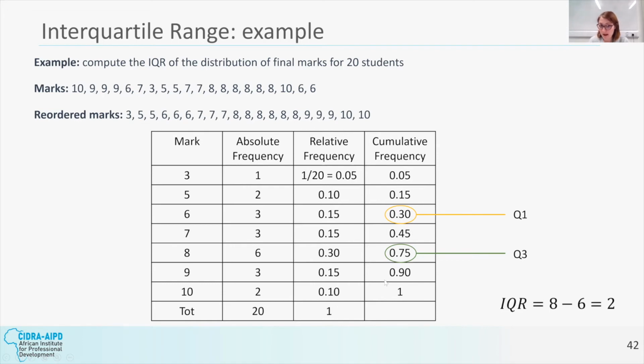Then we go ahead and we compute the third quartile. This means that the quarter of the distribution above the third quartile will be the one with the highest values. So what do we do? We take the value corresponding to the third quartile, which is 8, and we subtract from 8 the value of the first quartile, which is 6. So we have that our interquartile range is 2. So this means that basically in the middle 50% of the distribution, the students may have a difference of up to 2 points in each mark.